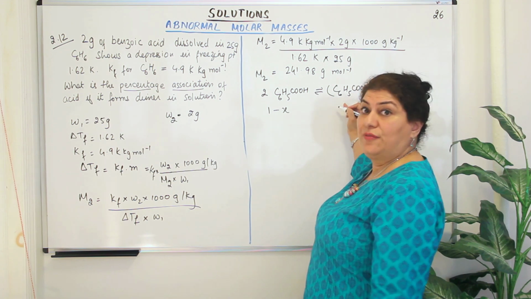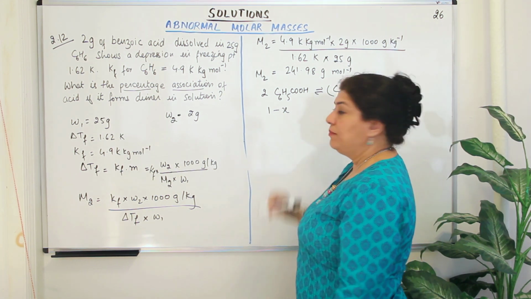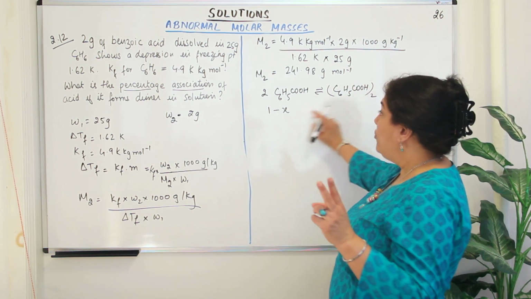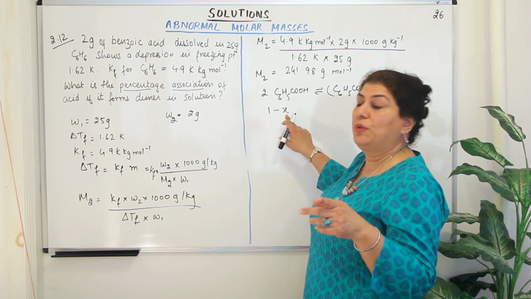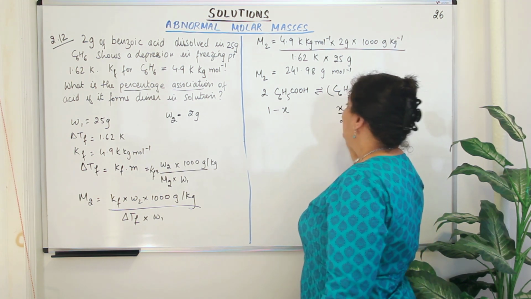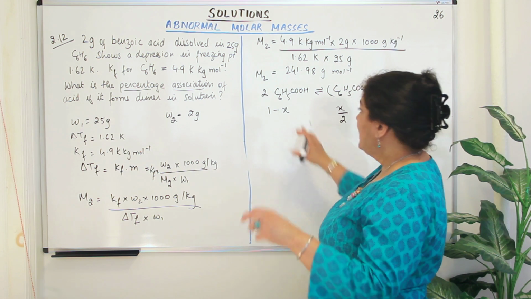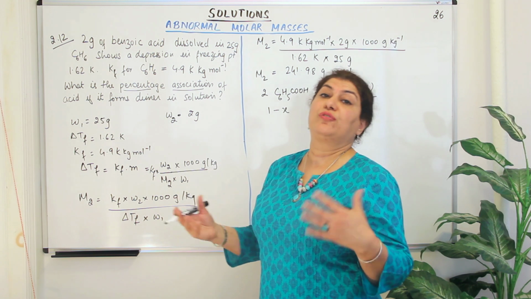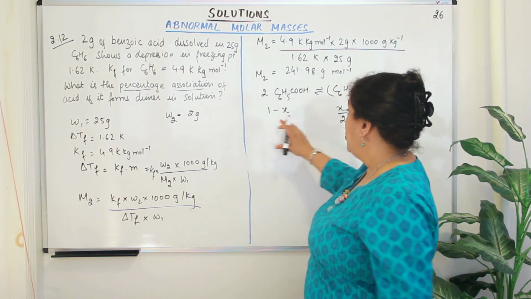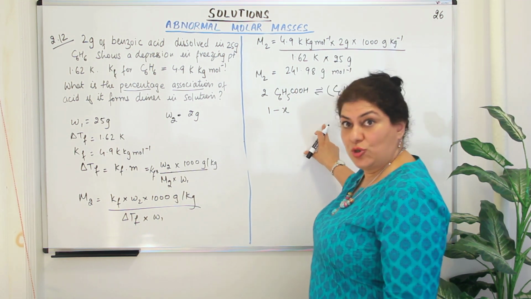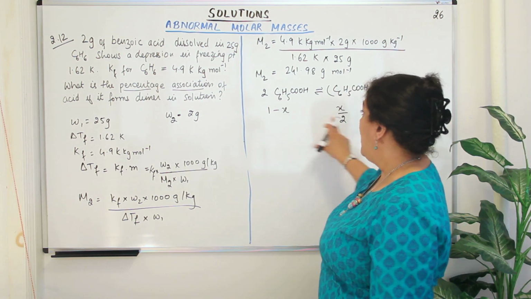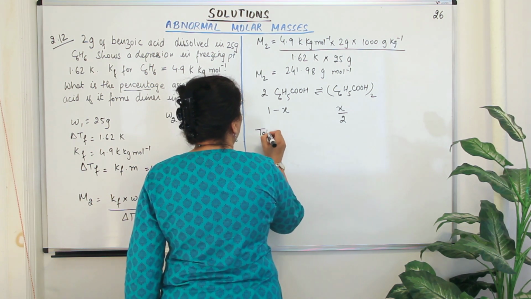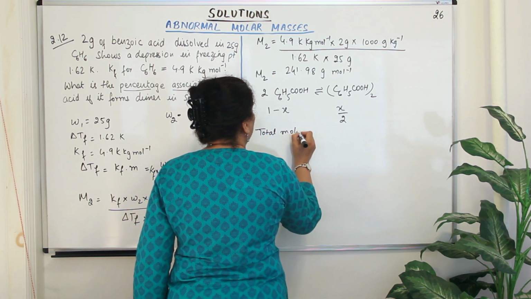And what is the associated form then? If there was X moles, we know 2 molecules make 1 dimer. So if you have X molecules, how many dimers will be formed? X by 2, right? So once the solution is made, what is the total number of moles of the solute that you have? Now the total number of moles of solute in the associated and the unassociated form are these. Therefore, the total moles of solute.